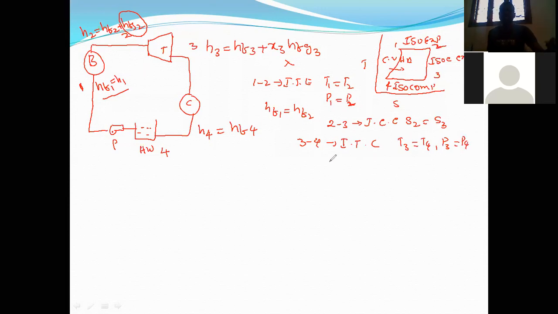And here one more thing we can write. From point 3 to point 4, we are not touching the sensible heat. In the condenser, we are only removing the latent heat. We are not going to touch the sensible heat. So for 3 to 4, we can write HF3 is equal to HF4. Are you convinced, boys? Do you have any doubt logically?